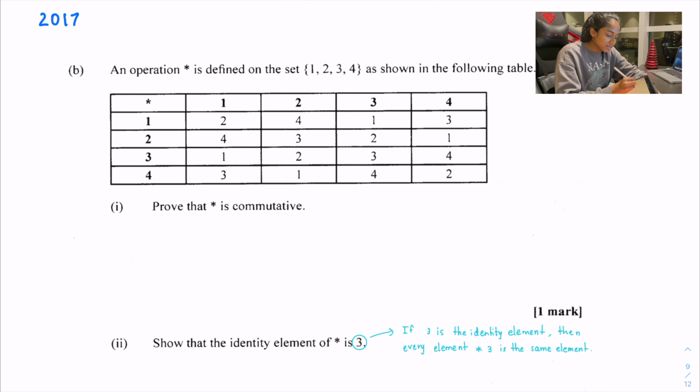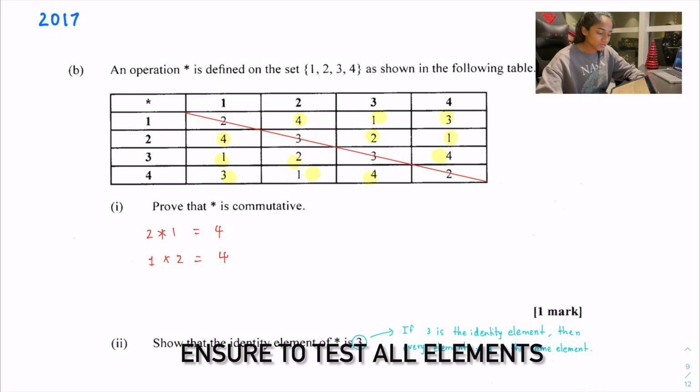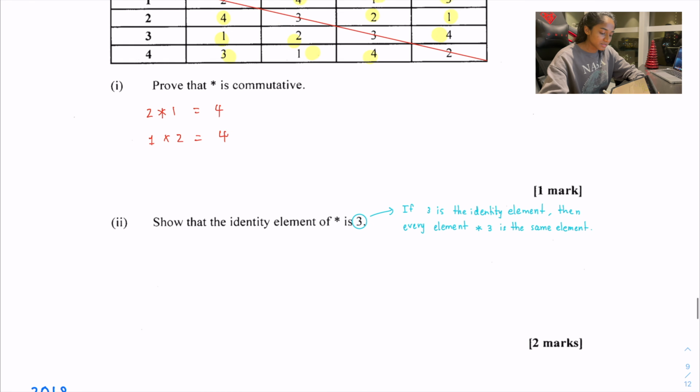Honestly, the easiest way is to just use our line of symmetry, the leading diagonal, and check to see if these numbers are the same. And yes, it looks as though all the numbers on the opposite sides are the same, hence the line of symmetry, and that means that it is commutative. However, if you did want to prove it by testing values, you could choose random values. So you could say, okay, 2 star 1 is equal to 4, and 1 star 2 is equal to 4 as well, and so on and so forth. That's how you can prove if it is commutative.